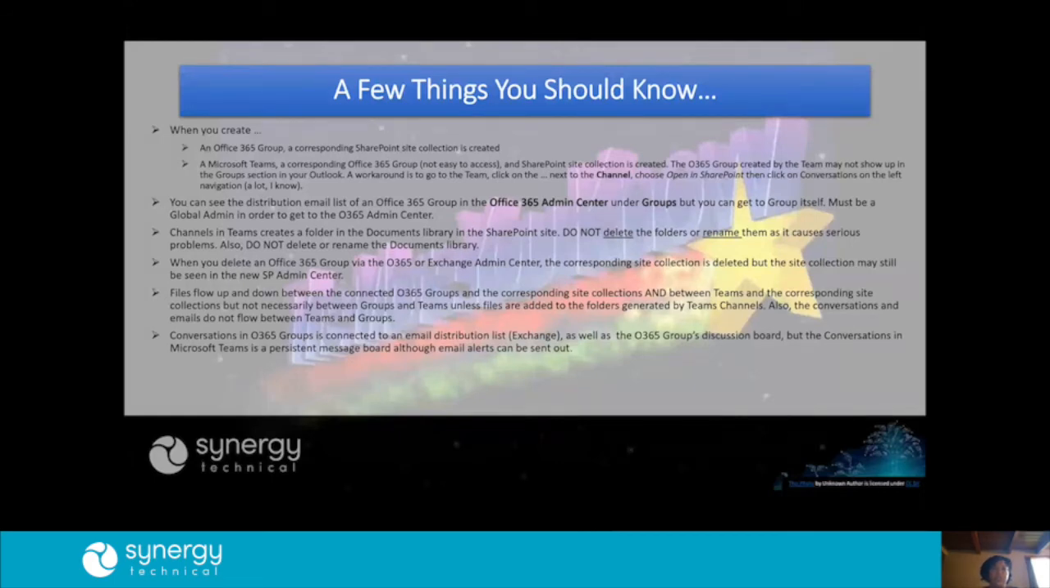Also, you can see the distribution list of all of your Office 365 groups in the Office 365 Admin Center under the Groups option. You can see the teams as well, but you're going to have to be able to get to the Office 365 Admin Center, which means you're going to need to be a global admin, or at least a Groups admin or Teams admin.